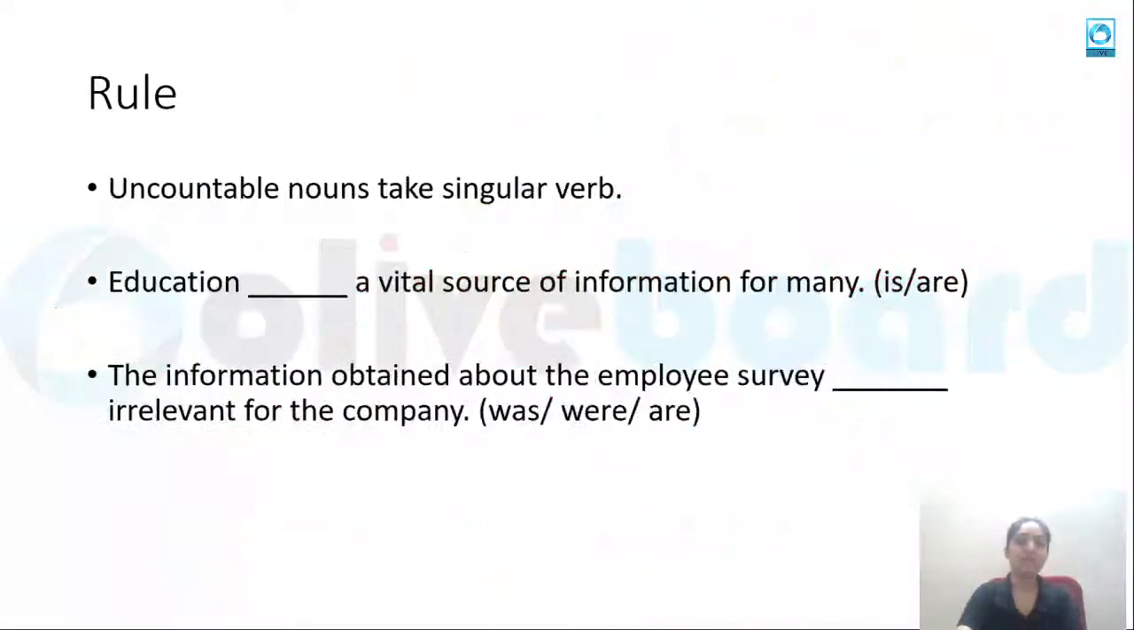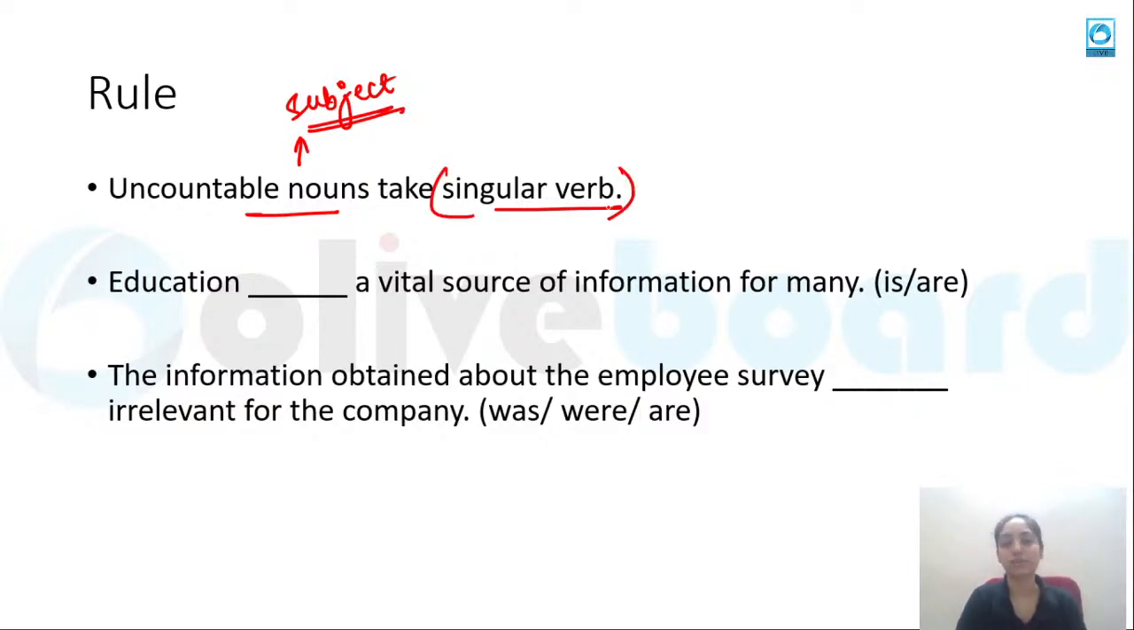So moving ahead, the next rule says uncountable nouns take singular verb. So when the subject of the sentence is an uncountable noun, it will be followed by a singular verb. It will take a singular verb after it.